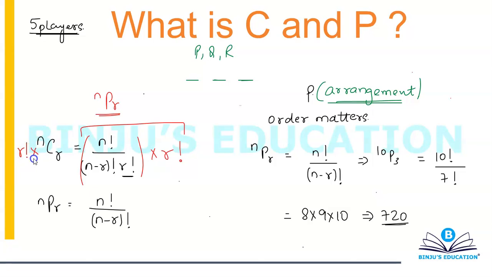So you select and then you arrange. That becomes permutation. You simply select, it becomes combination. You can say from here that NPR is equal to NCR multiplied by R factorial. Now what is this R factorial? What is this additional thing? That is simply arrangement.